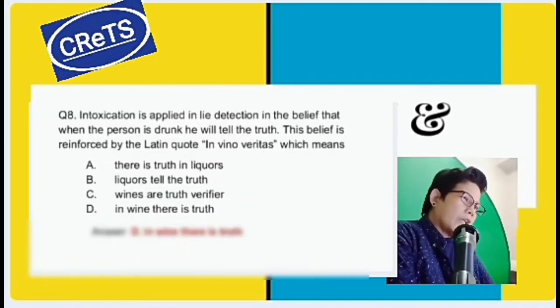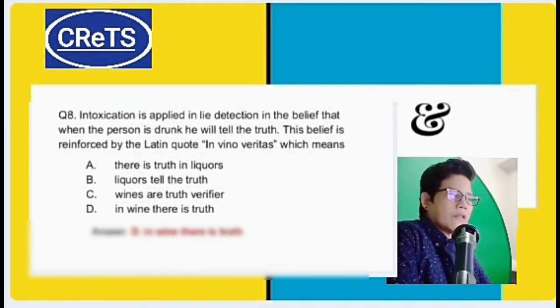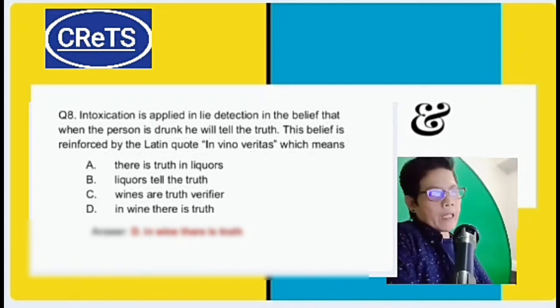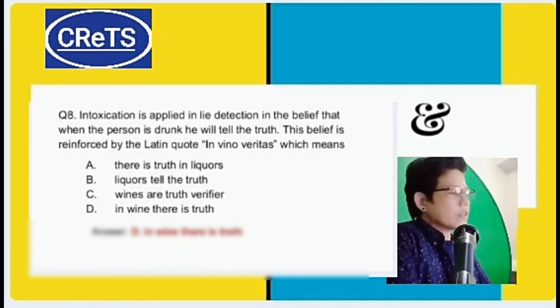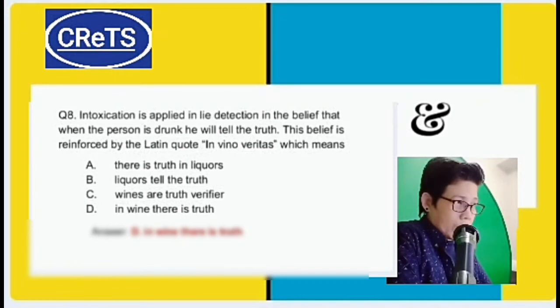Okay, let me have question number 8. Intoxication is applied in lie detection in the belief that when the person is drunk, kapag daw ang tao ay lasing, he will tell the truth. So, meaning, kapag ikaw ay nakadalawa tatlong red horse, magsasalita ka. Okay? Magsasabi ka ng totoo. This belief is reinforced. Tinulungan. Okay? Sinundutan.